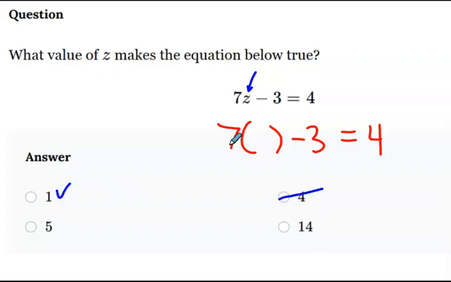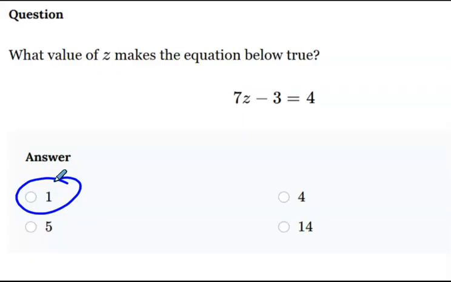Let's try number 1. 7 times 1 is 7. 7 minus 3 is 4. When the left side and the right side equal the same value, then you have found the solution. That is a check step.